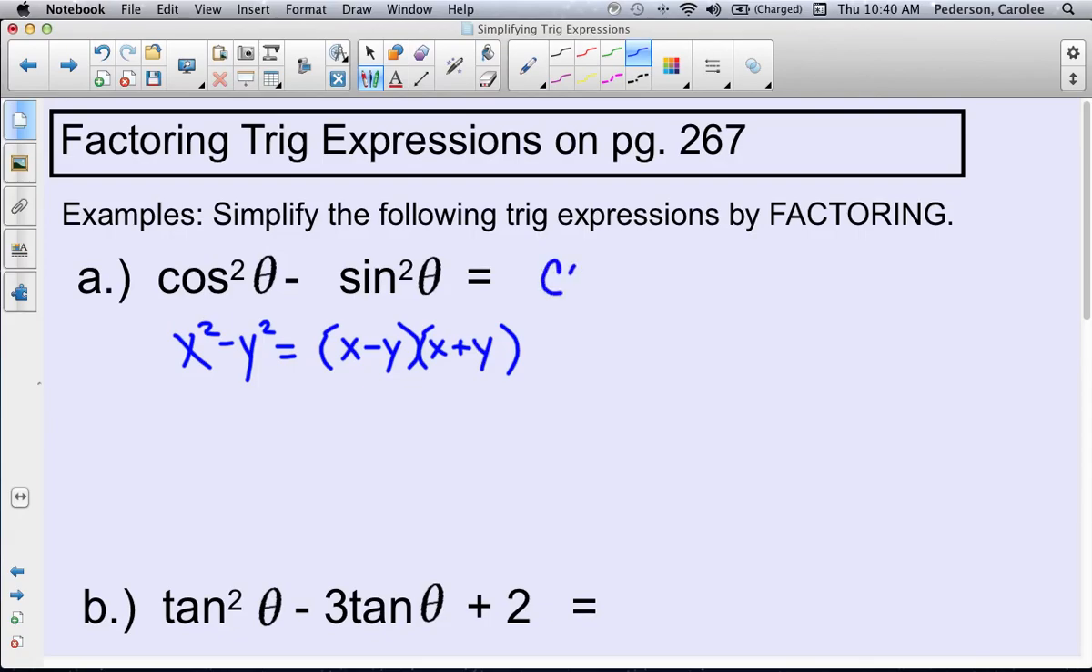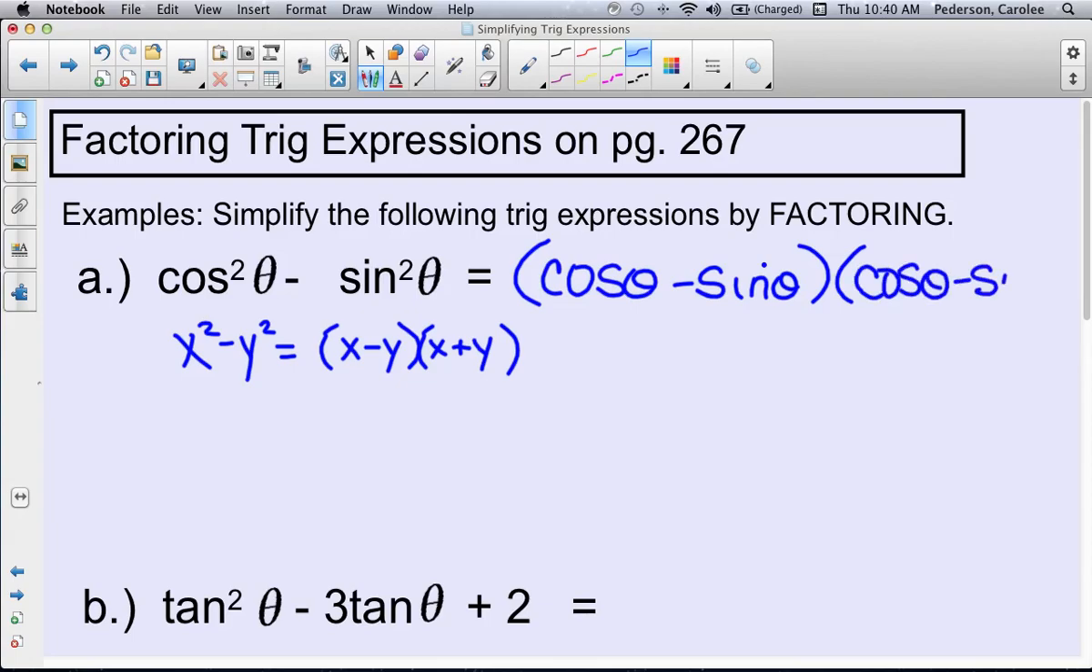So it'll be the cosine of theta minus the sine of theta, and then the cosine of theta plus the sine of theta.